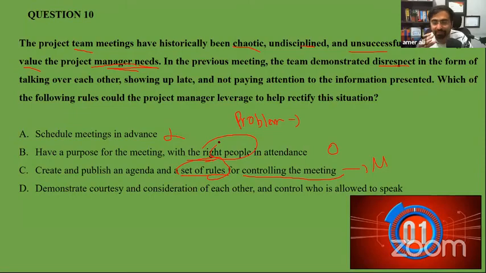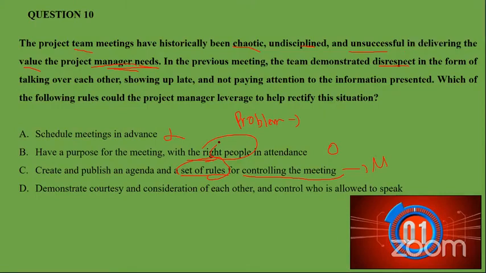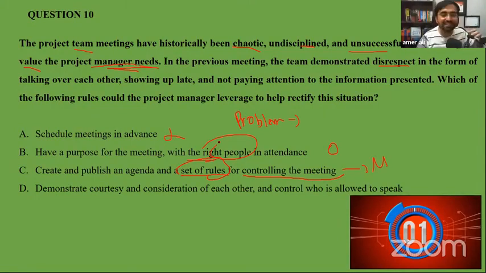You understand my point, Bio? It is possible you consider some people not important, but they are very important for the project. You need to get them. What will you do then? Okay. So whenever there's a problem for handling the meeting, always set the ground rules. Always set the rules for controlling the meeting.